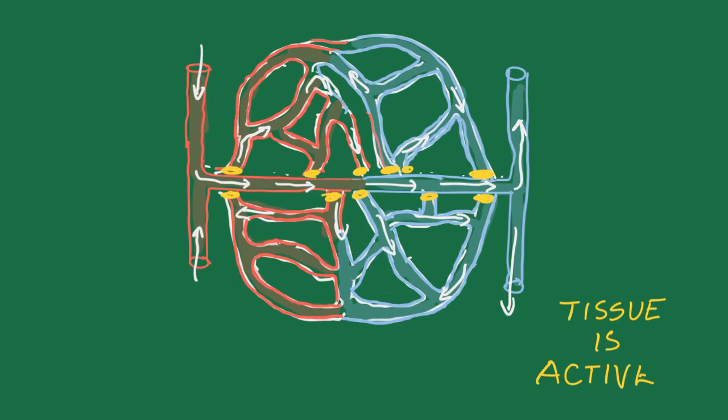This is because the precapillary sphincters in this capillary bed open and they allow the blood to enter the entire capillary bed so that the tissue, which is metabolically active, can get the blood, the oxygen, and the nutrients that it needs. So clearly, the tissue here is active. And the precapillary sphincters are open.